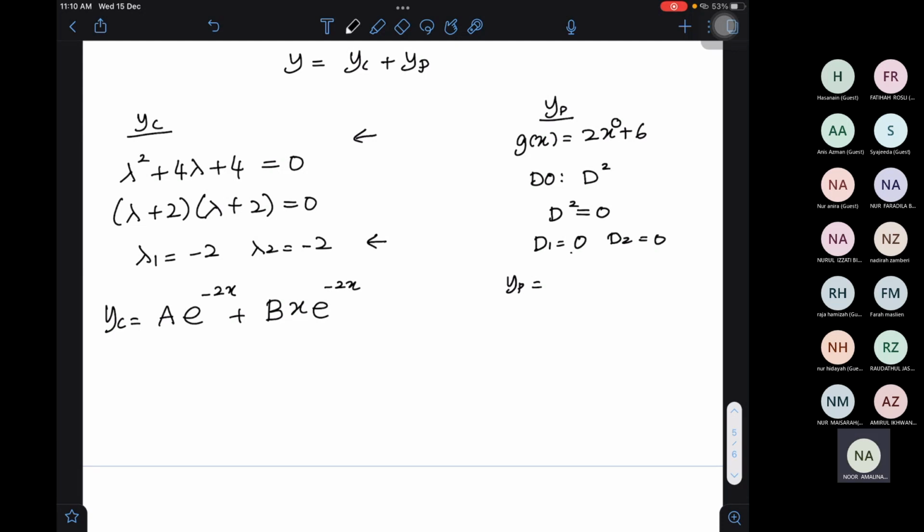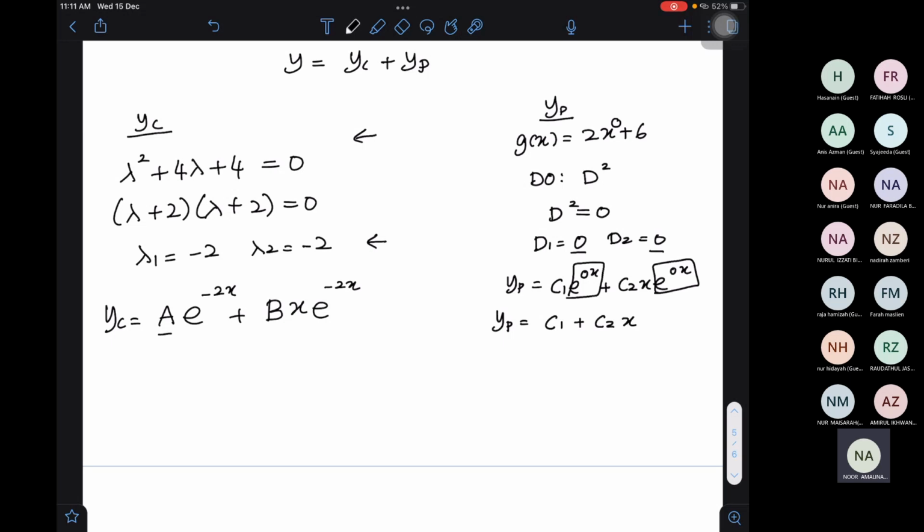Kalau dia punya constant ni sama, so kita akan ada C1 exponent 0x plus C2x exponent 0x. Dia guna konsep yang sama macam YC. Therefore, dekat sini awak akan dapat YP awak, exponent 0 adalah 1, so tak payah tulis. C1 plus C2x. Yang ini 1, tak payah tulis. Di mana C1 dengan C2 ni constant.